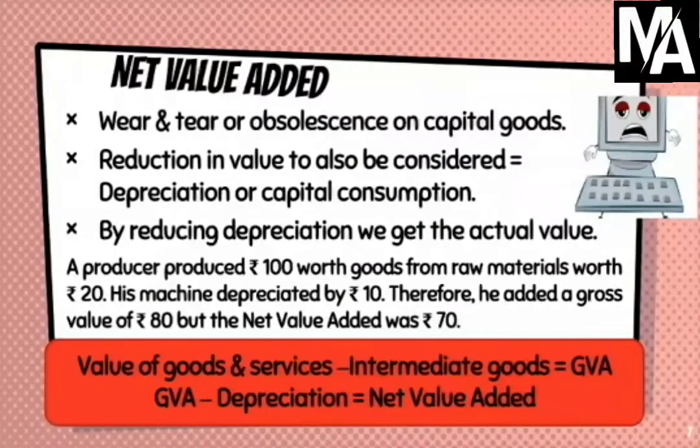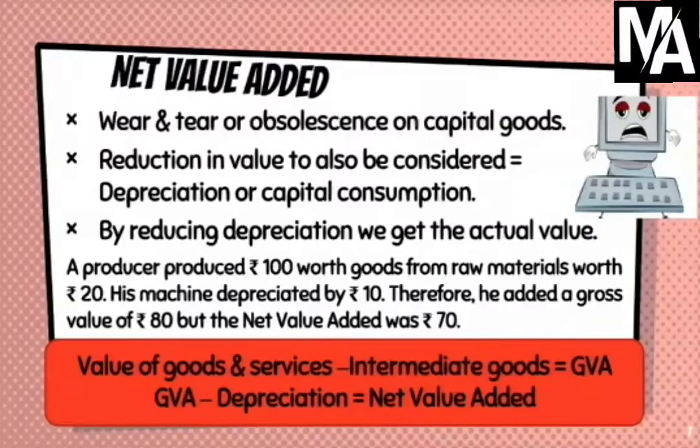Now, as I told you, in the value added method, we add the value or the product of consumer goods as well as capital goods. But in order to understand the real value of capital goods, we should take into consideration a concept called wear and tear or obsolescence. Wear and tear is nothing but the constant use of an asset which results in the degradation of its value. Obsolescence means when a particular asset or goods gets outdated.